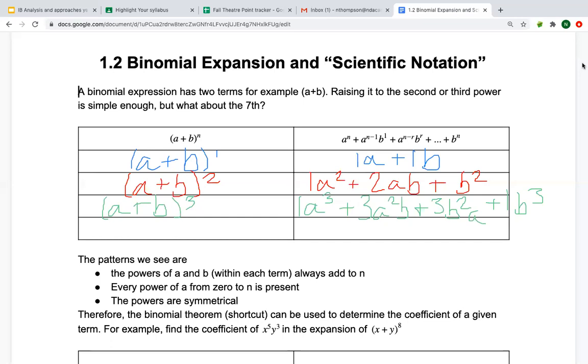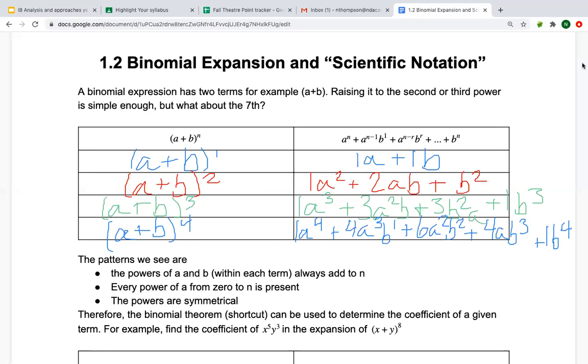And then finally, we have a plus b to the fourth power. And I can tell you now that that is 1a to the fourth plus 4a cubed b to the first power plus 6a squared b squared plus 4a b to the third power plus 1b to the fourth. Now, I know this was a lot of information really quickly. You can practice writing this out.